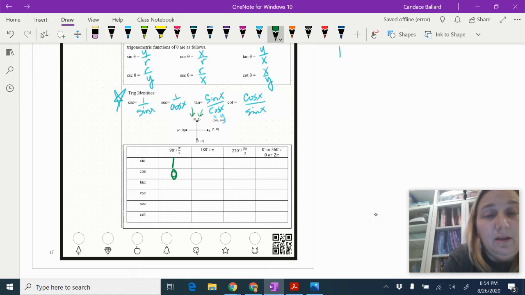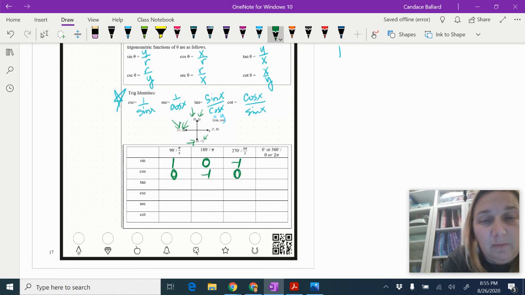If I go to 180, or pi, the y coordinate is 0, so the sine of 180 is 0, and the cosine of 180 is negative 1. I'm going to go to 270, which is this one on the bottom, or 3 pi over 2. So the sine would be the y value, which is negative 1, and the cosine would be the x value, which is 0. Then 360 or 0 radians or 2 pi, which is this one right here. The sine, the y coordinate, is 0, and the cosine, the x coordinate, is 1.